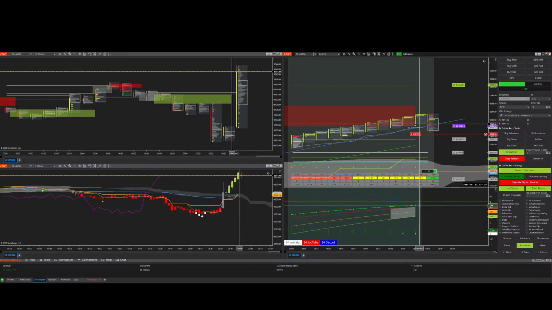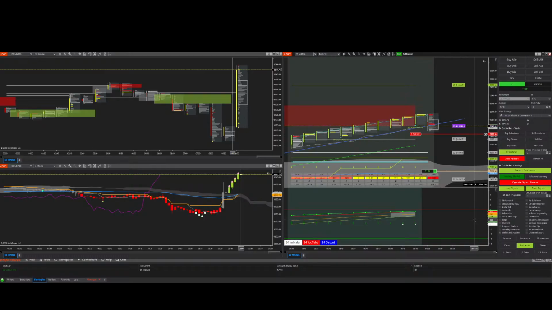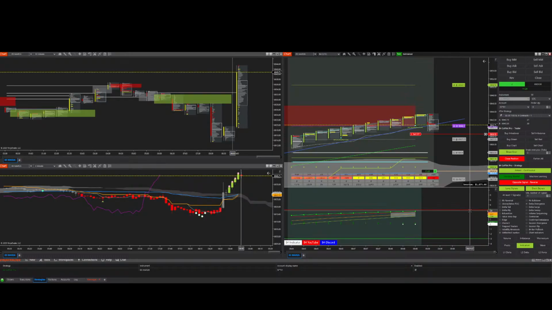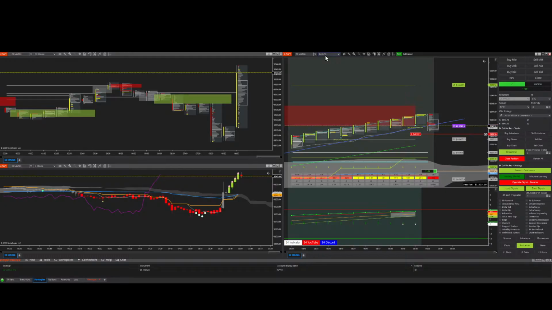Down here on my lower B4 indicator, you'll see that I have it marked here at a positive 3 and -3. That's where my overbought and oversold is with this particular 210 bars.